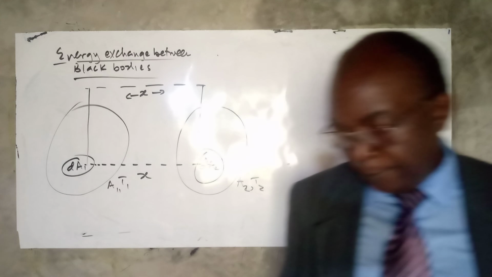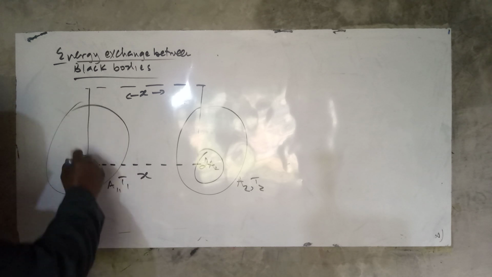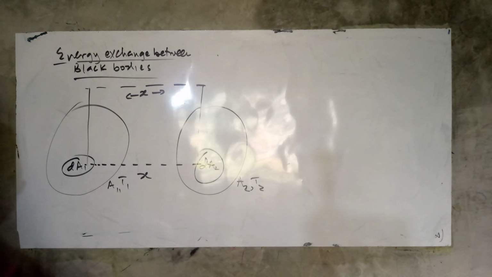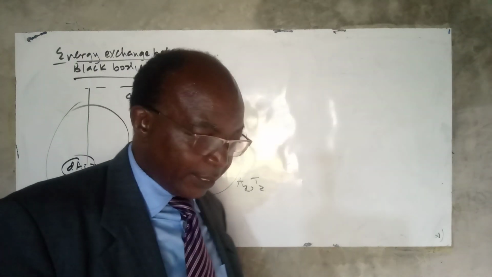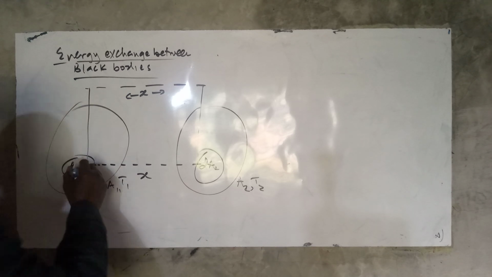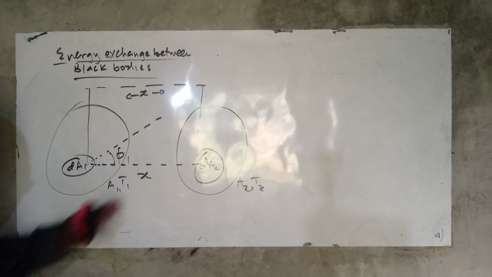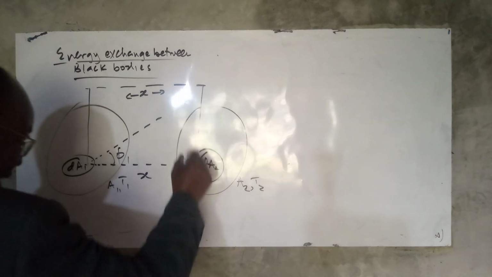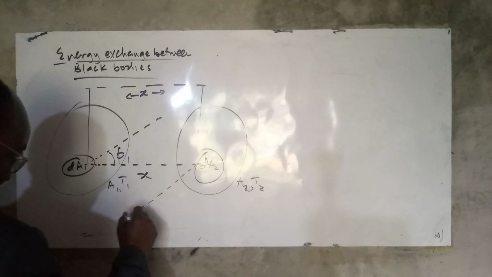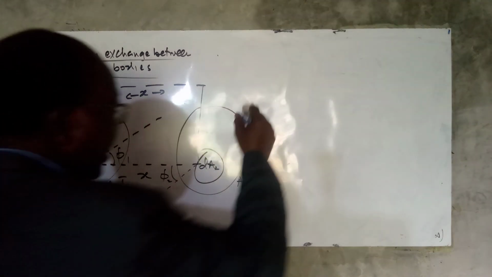Now, we are assuming that the normal of this elemental area dA1 is inclined at some angle, let's call it phi 1, to the line joining the two bodies, that is x. And the normal of the second elemental area is inclined at some angle phi 2 to the line x joining the two. So let's just write down something.